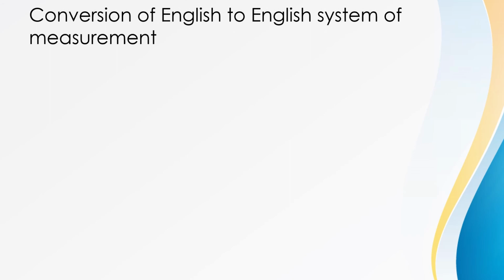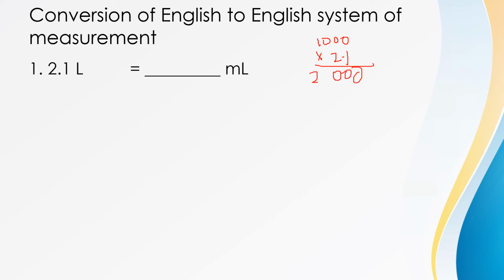So we have here conversion of metric to English system of measurement. Okay. So, yeah, madali lang yan, because 2.1 liter times 1,000, how much that? 1,000 times 2.1. So baba yung tatlong 0. 1, 2, 3, then 2.1. 21 yan. 21 times 1, 21. So may isang ano dyan, ang natira ay 2,100.